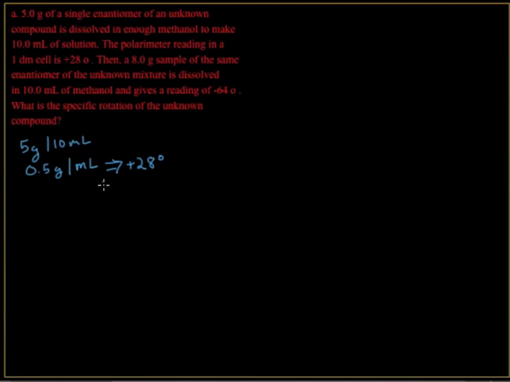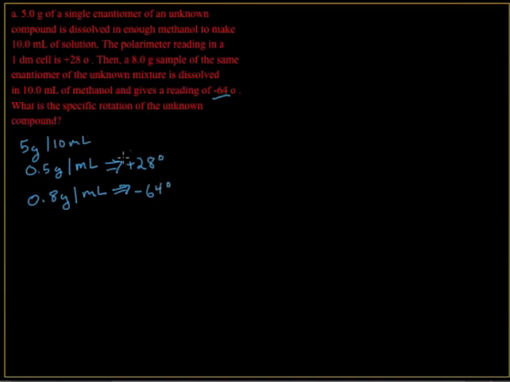Okay. Then the second sample says 8 grams of the sample is dissolved in 10 milliliters of methanol. So that's 0.8 grams per milliliter. And what's that do? That gives a reading of minus 64 degrees. What's the specific rotation of the unknown compound?